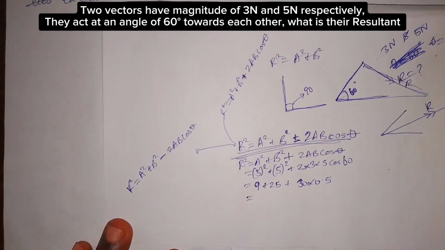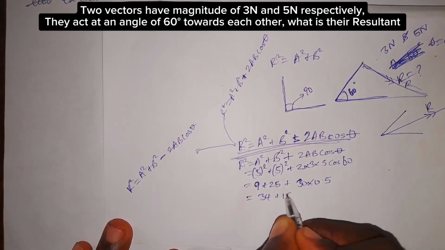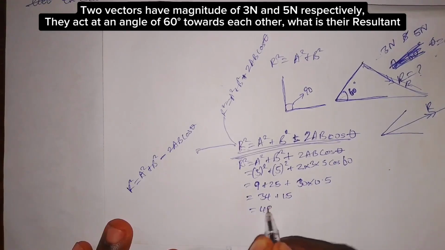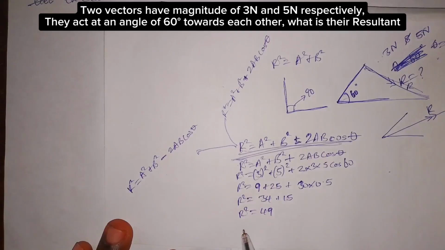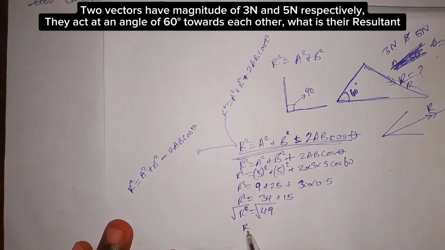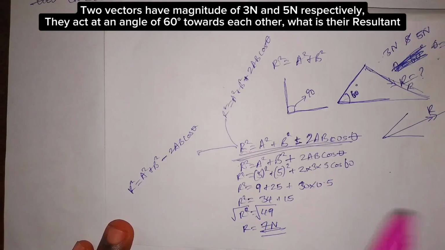So 9 plus 25 is 34. Then 30 times 0.5 is 15. So 34 plus 15 gives us 49. So R squared equals 49. Therefore, in order to cancel the square, take the square root of both sides. So R, and the square root of 49 is 7. So our resultant is 7. So you find out that questions on diagonal vectors are easy.